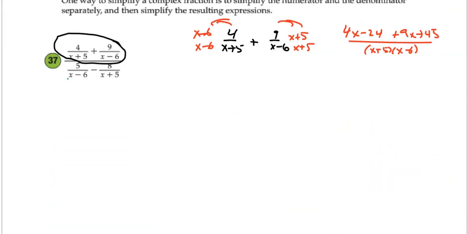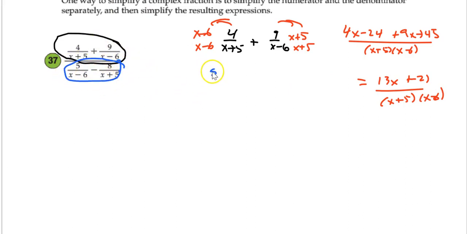So I get this, and then I can simplify that a little bit. I'm going to get 13x plus 21 all over x plus 5, x minus 6. So I just simplified the top. That's now this. Now let's simplify the bottom. Same concept if I was doing the bottom. And then we rewrite it so we can see it first. So again, this is one way to do it. You just go, okay, what's missing?